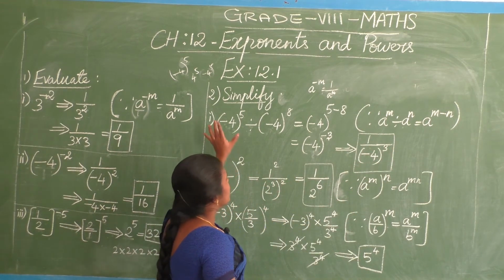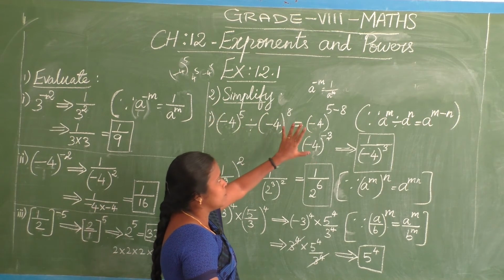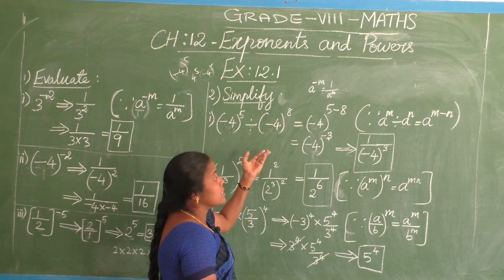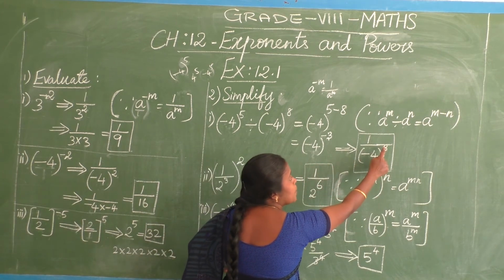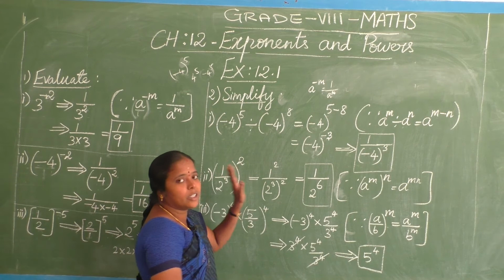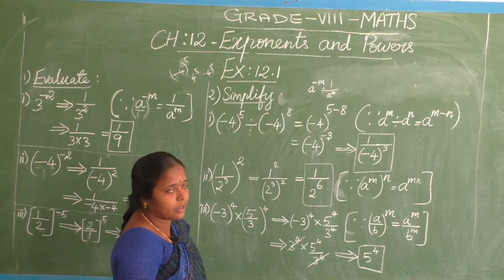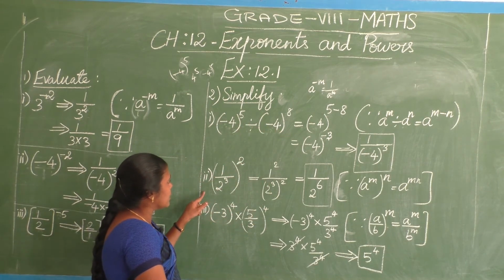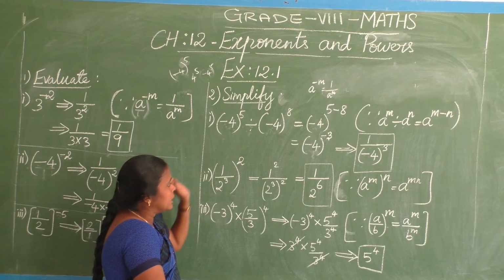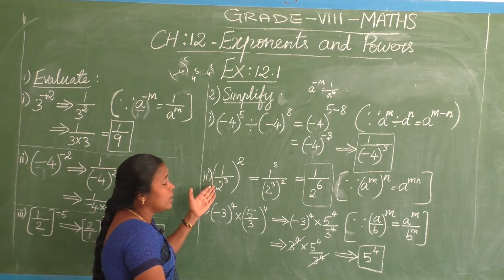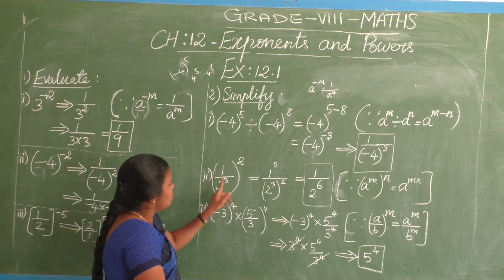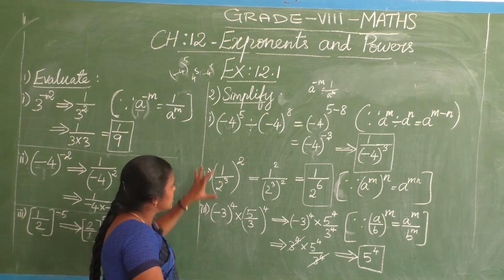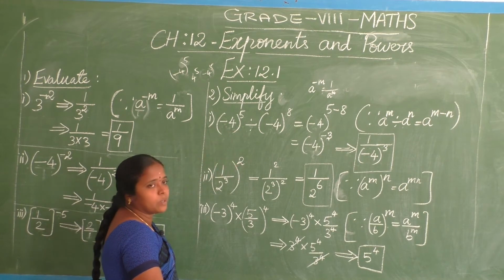See, the heading says simplify, and we have simplified the question. Express the answer in power notation with positive power. According to the question, we have solved. Clear? Come to the second question. In the first question the bases were integers; here the base is given in fractional form. See, 1 by 2 cube the whole square. Actually, this is the base for this power.